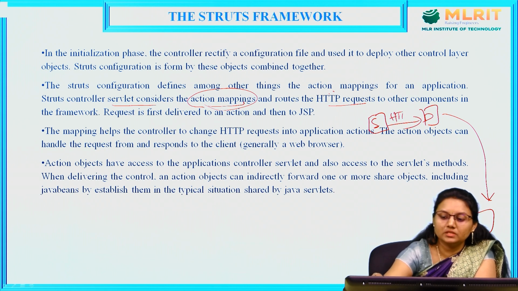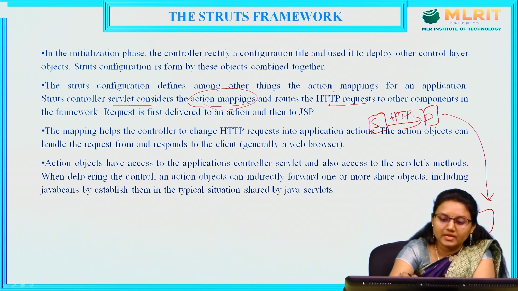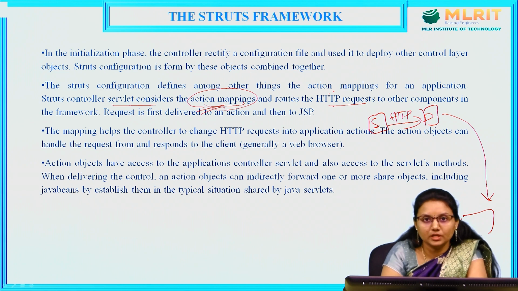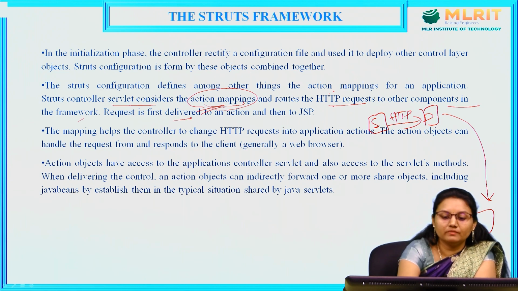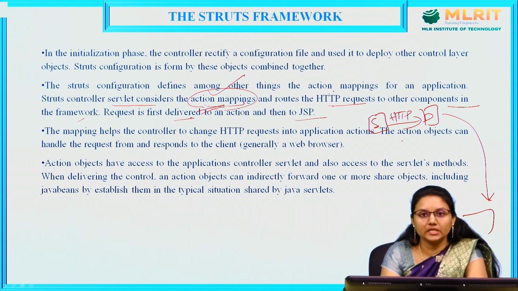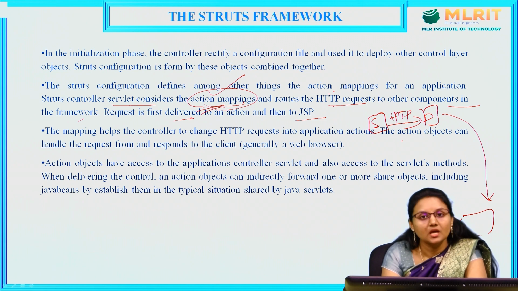So, this is HTTP who is doing this job. So, for this HTTP who is giving this information, your action mapping is giving the information. So, to the other components in the framework. Request is first delivered to an action, then to JSP. So, action mapping will take the request, send it to HTTP. In between, you may have the servlet container, or if you are using JSP, you may have JSP containers where it controls this configuration and sends the response to the destination.